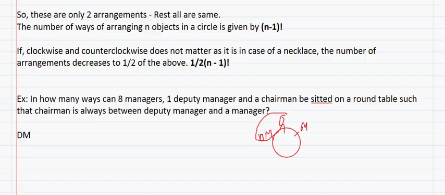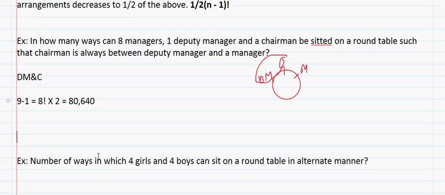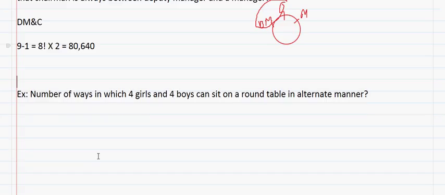So let's consider DM and C as one unit. Apart from that, 8 managers are there. So we have 9 units. So 9 units can be arranged on a circle in 9 minus 1, which is equal to 8 factorial ways. And DM and C can arrange themselves in 2 ways, DMC or CDM, which is equal to 8 factorial into 2, which comes out to be 80640. You don't have to calculate that. The software is doing it here for me, so let it be. So this is the solution for this problem.